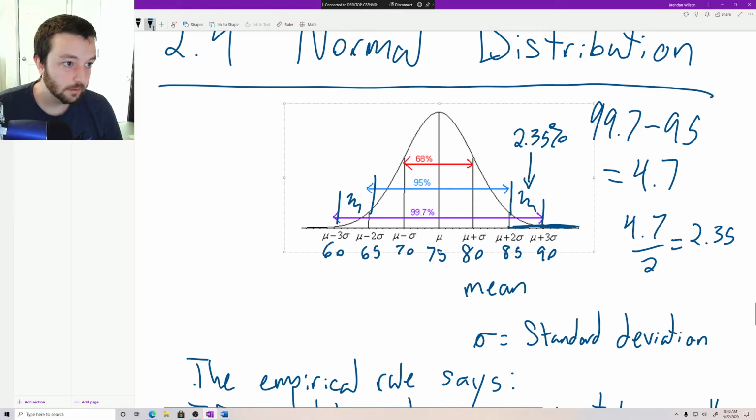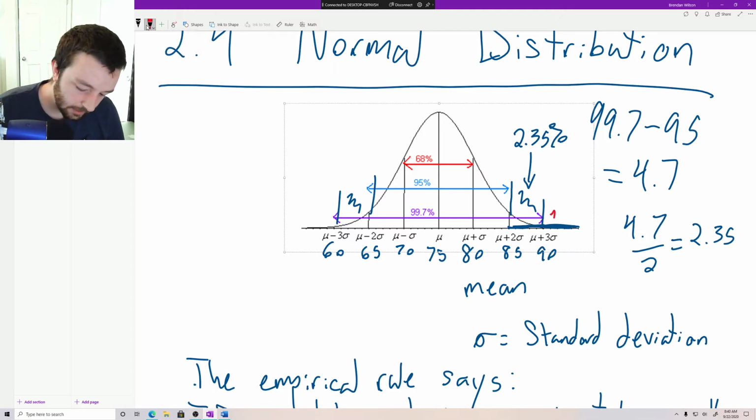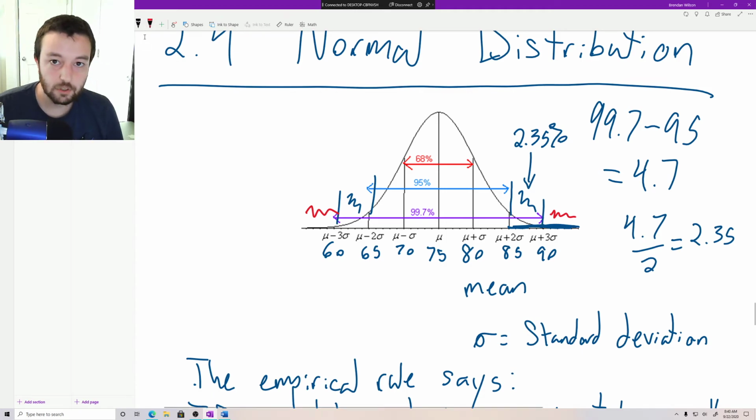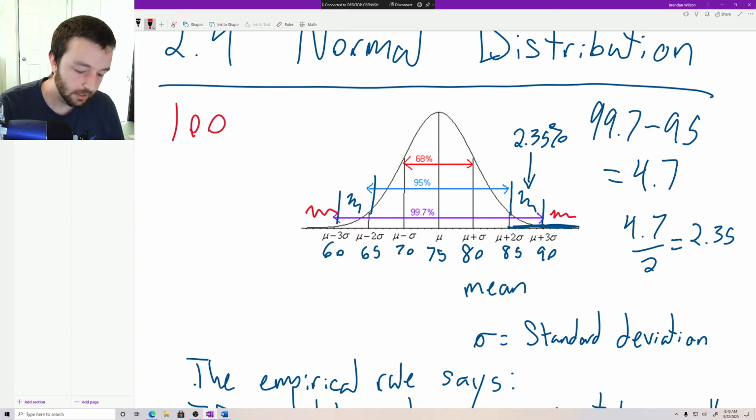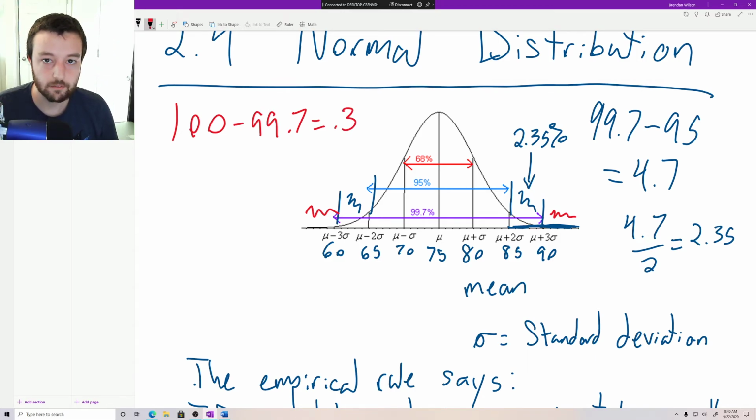Well, this section and this section is what's left over after 99.7. Okay, so altogether we have to have 100%. 99.7% is already taken up, so that leaves 0.3% for the red region. Again, we're only interested in 1/2 of it, right? We're only interested in this part, so we want to divide that 0.3 by 2.